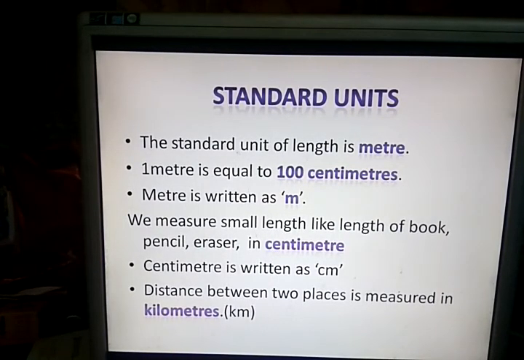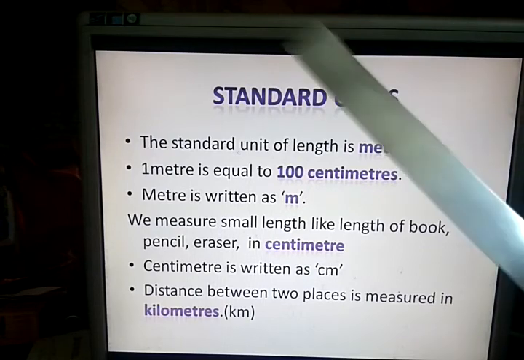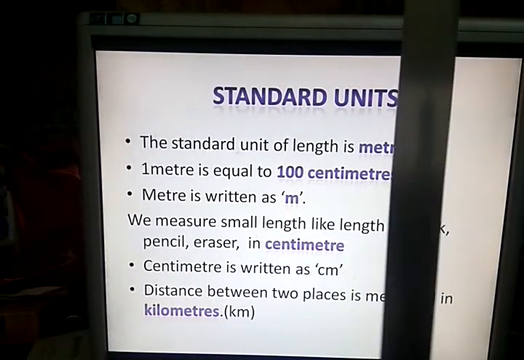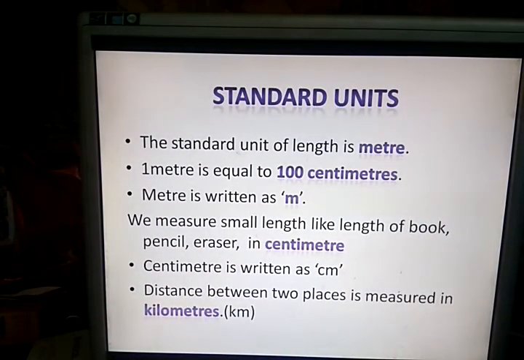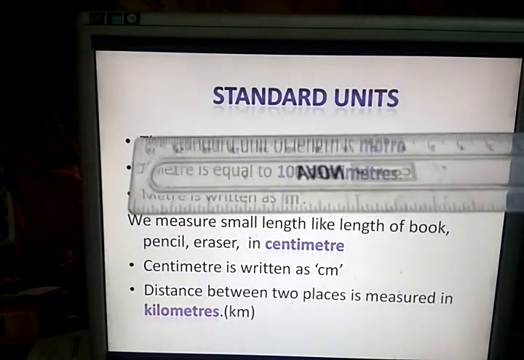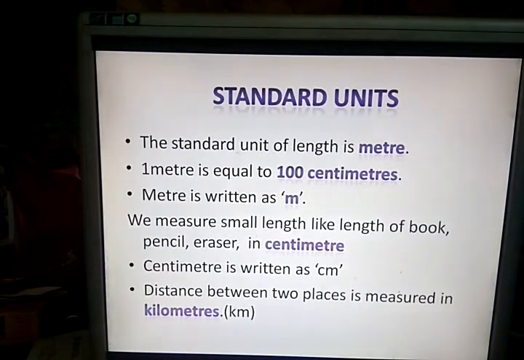We use rulers or tape to measure length. Rulers are known as scales. You have rulers like these in your compass box.